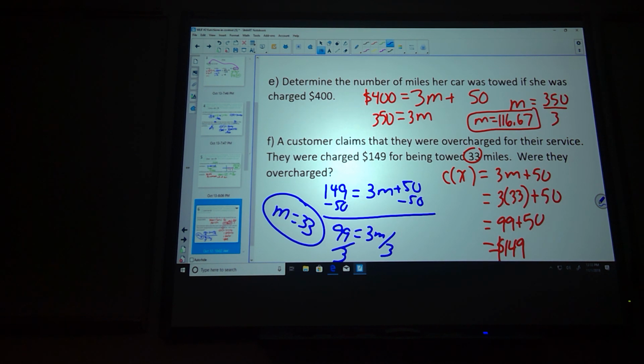So letter F in this case, the customer had not been overcharged based on what they did. We just proved it two different ways. We proved that they went 33 miles, which they had said, and we also proved that at 33 miles it costs $149. Which way do you do it? I don't know. You just have to justify one way or the other. Can I move on?